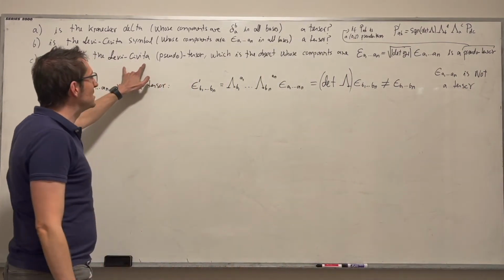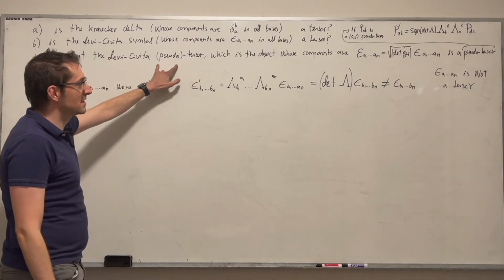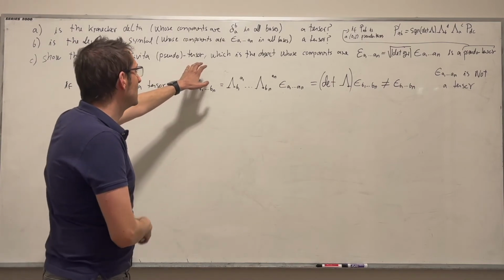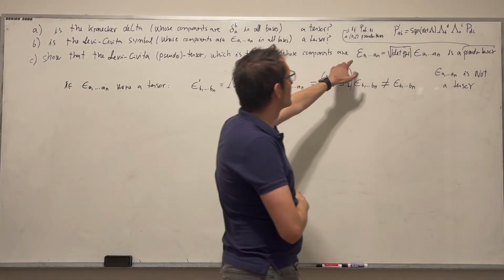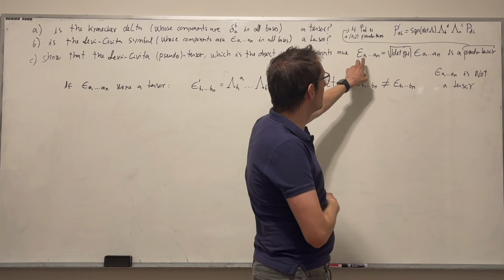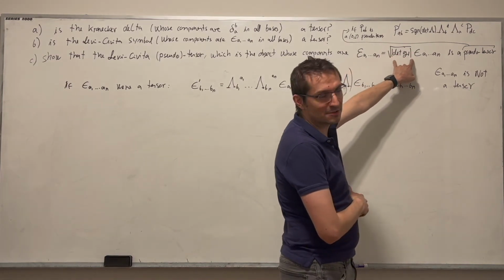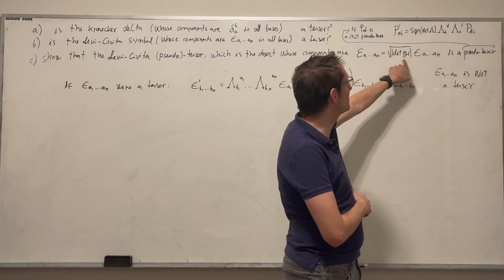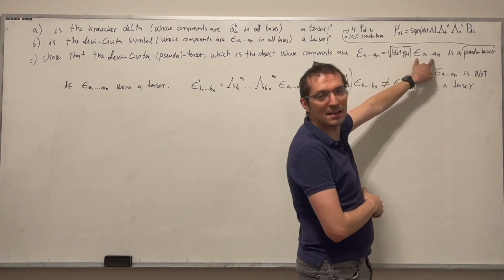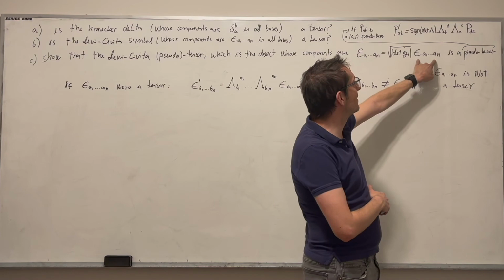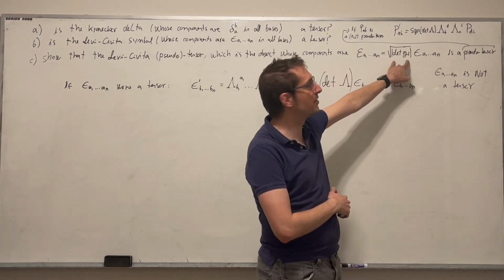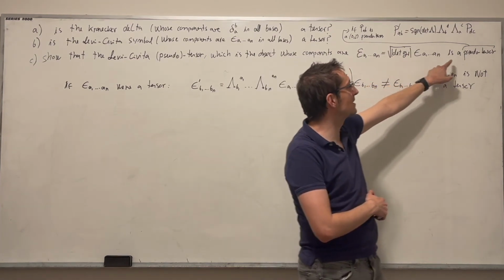Now, here's an interesting part C. Show that the Levi-Civita tensor, I wrote pseudo-tensor, is often called tensor or tensor density, which is the object whose components are, you see, a different style of epsilon, a1, an. I add the square root of the absolute value of the determinant of the metric, this G is the metric, multiplied by the Levi-Civita symbol. So I upgrade the Levi-Civita symbol multiplying by the square root of the determinant of the matrix. Prove that that is a pseudo-tensor.